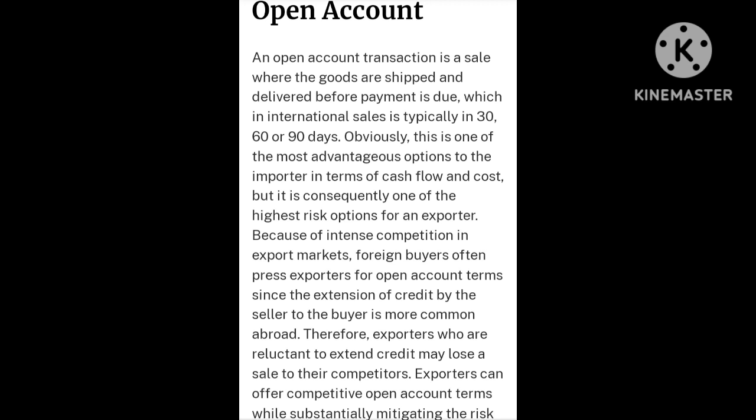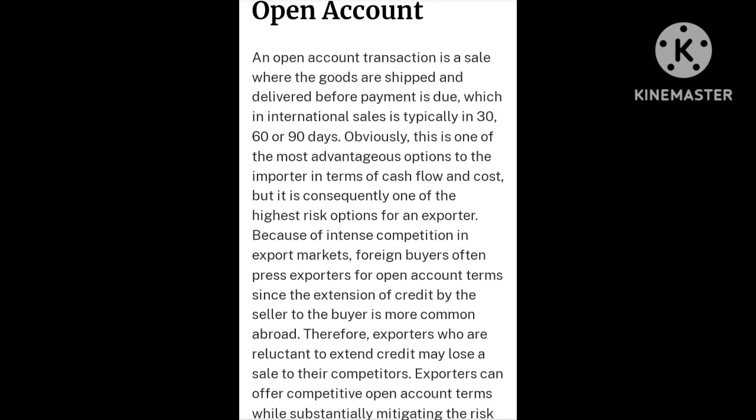The fourth method of payment is open account. Under an open account transaction, the exporter first has to export the goods, and the importer, after receiving the goods, has to make the payment. So this method of payment is used only when the importer and exporter have a good understanding and good relationship with each other.